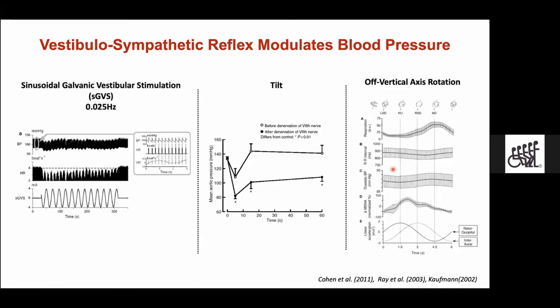There is a significant amount of study using, for example, galvanic vestibular stimulation. This has been used in spinal cord injury research as well to understand balance issues in some of the spinal cord injury patients.